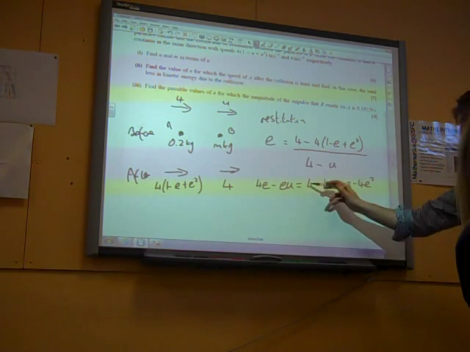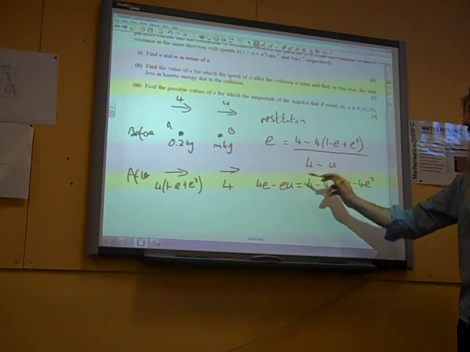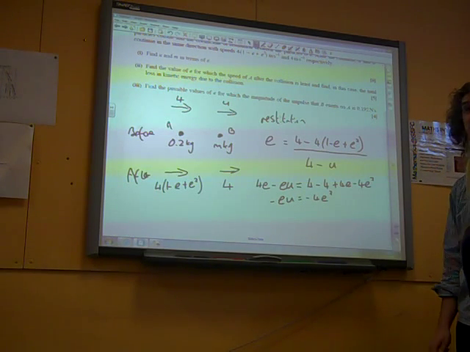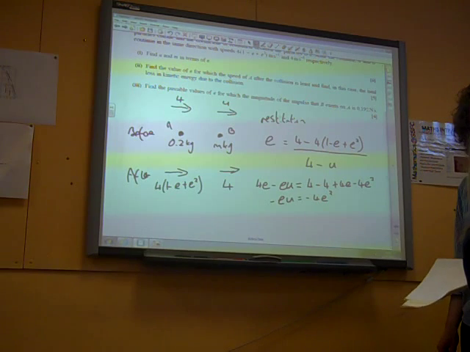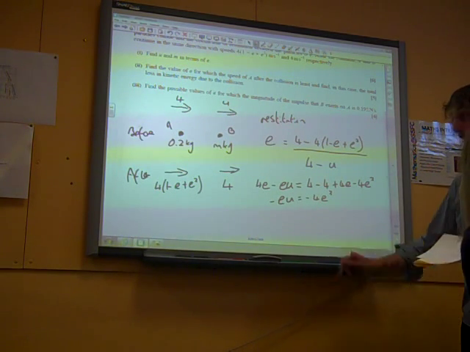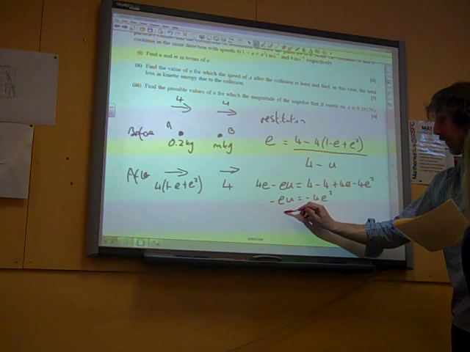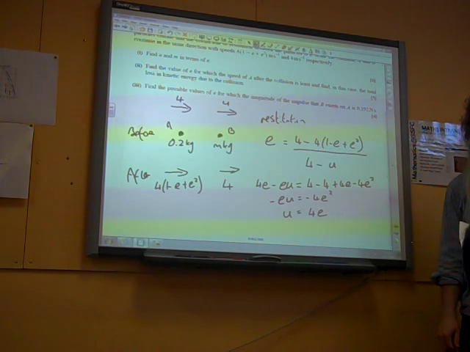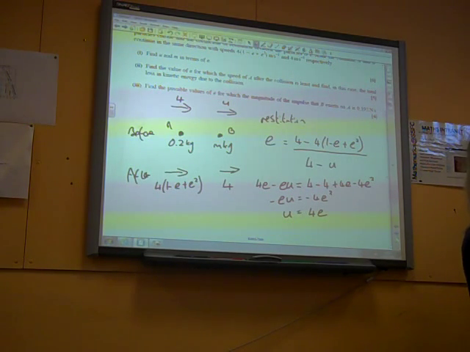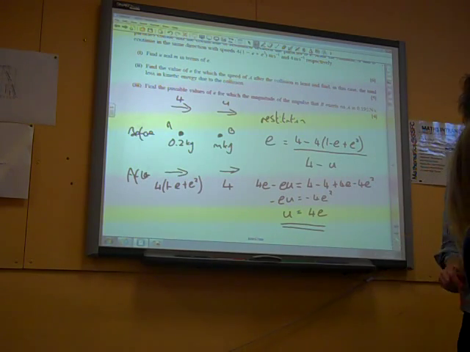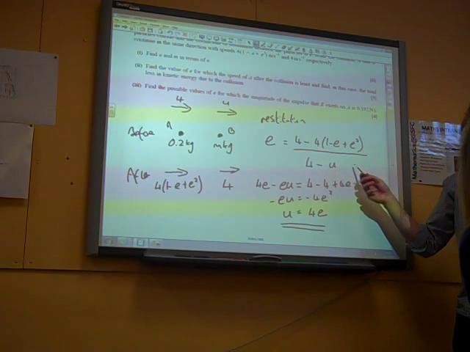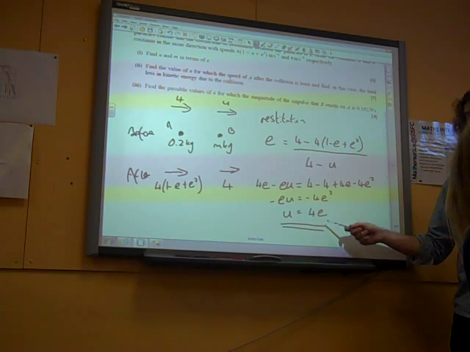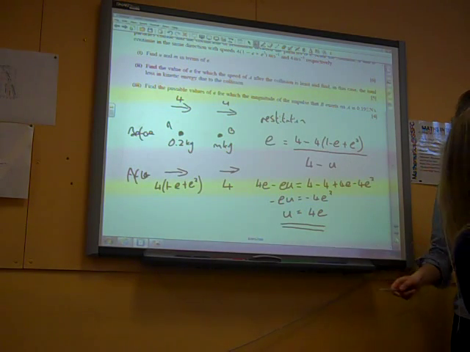Well, actually, this is great, isn't it? 4 minus 4 is 0. If I take 4e away from both sides, I've got minus eu is minus 4e². I wanted to find out what u was. I can divide by e, because e can't be 0. So we've got u is 4e. If we divide through by e, there we go. Great. That was finding u. And it's amazing how many people had this equation and just didn't get there algebraically to simplify to that. But it doesn't take much, does it?